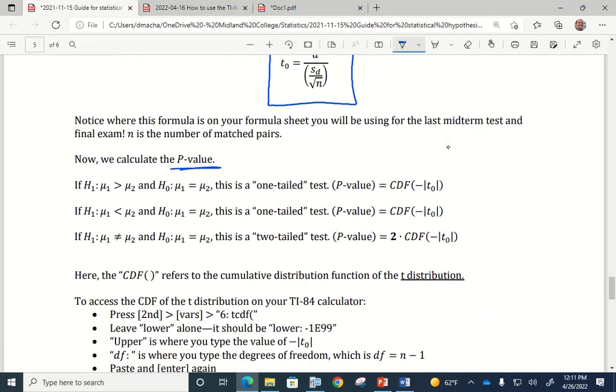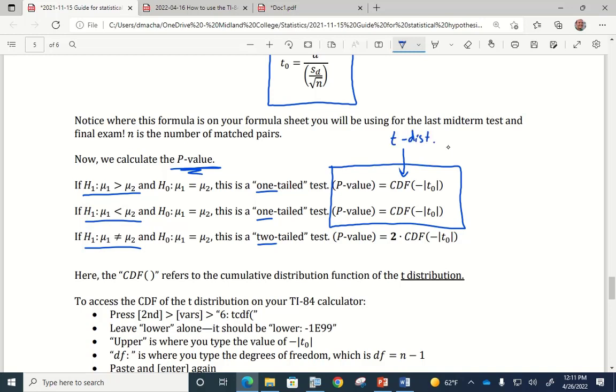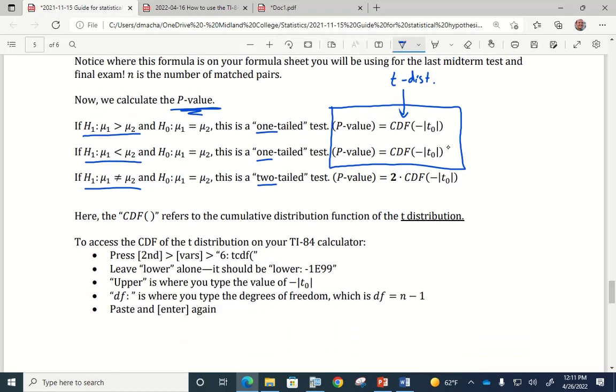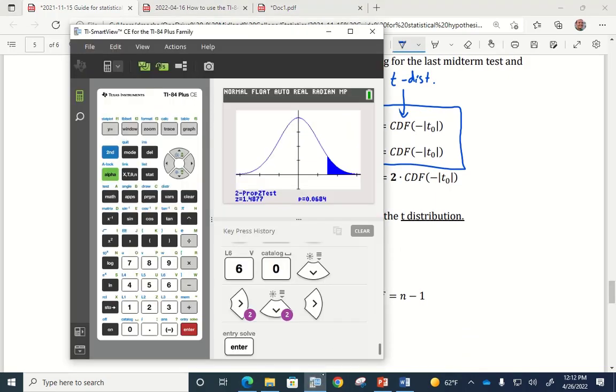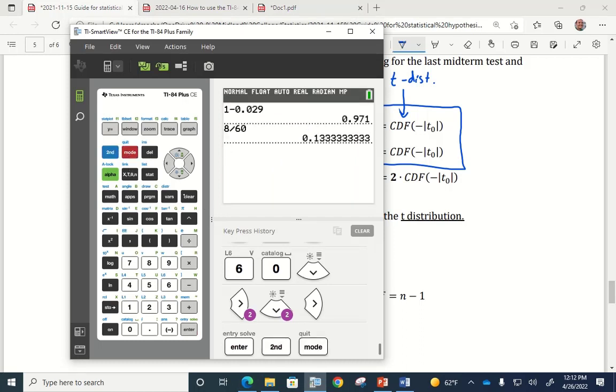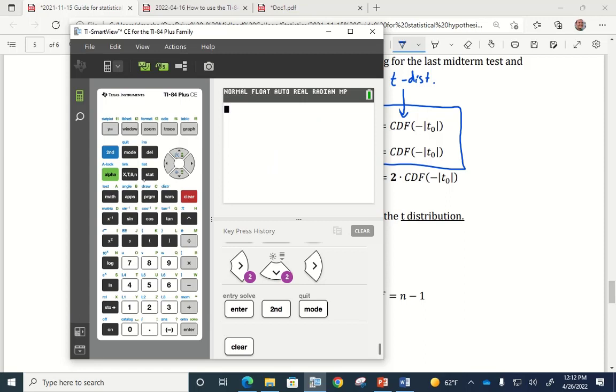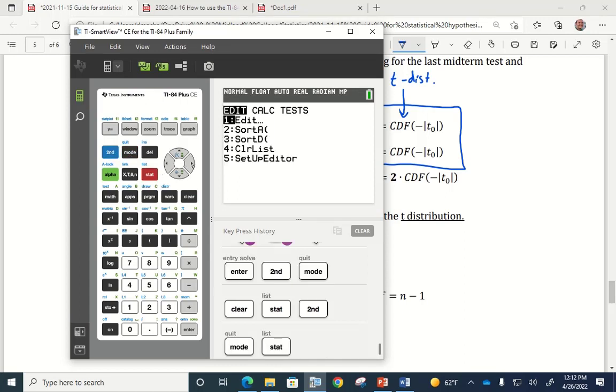Then we calculate the p-value, which is very important. It's either a one-tailed or a two-tailed test, depending on the claim you're making and the alternative hypothesis. This is what we're going to use most of the time, where the CDF is the t-distribution CDF with n minus 1 degrees of freedom. There's a shortcut for this on your calculator, and I believe, let me look for it, it's under stat tests.